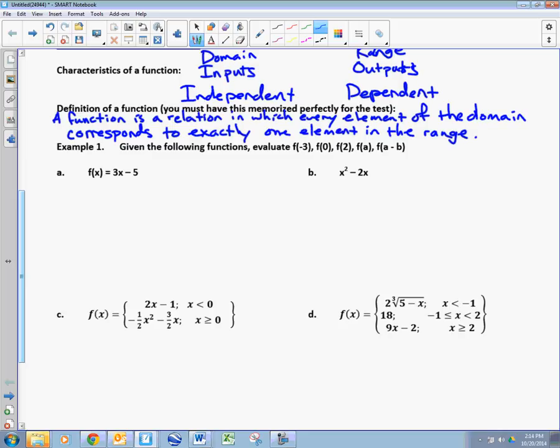So it gives us a name. This function is called f, and the variable is x, and we want to evaluate f of -3, f of 0, f of 2, f of a, and f of a minus b. So all we do is we replace the x with whatever we see. So in this situation, 3 times -3 minus 5. What is 3 times -3? -9 minus 5, -14.